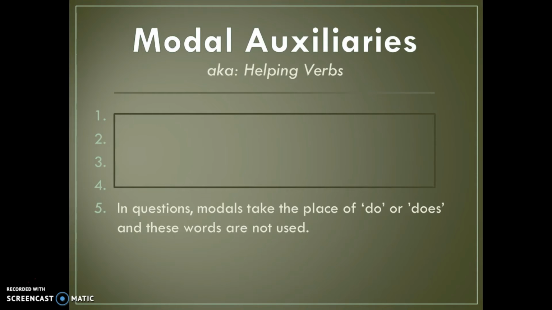Our fifth rule is that in questions, modals take the place of do or does, and these words are not used. So here's one example of that. "Does could you talk to him" is incorrect because we do not use do or does in questions.